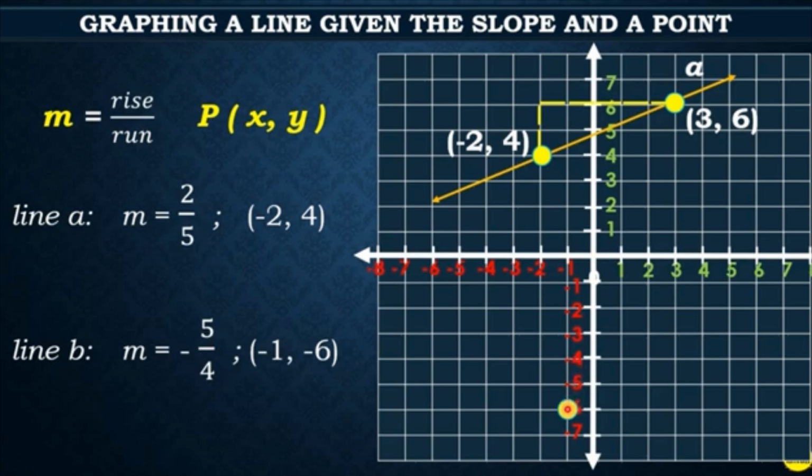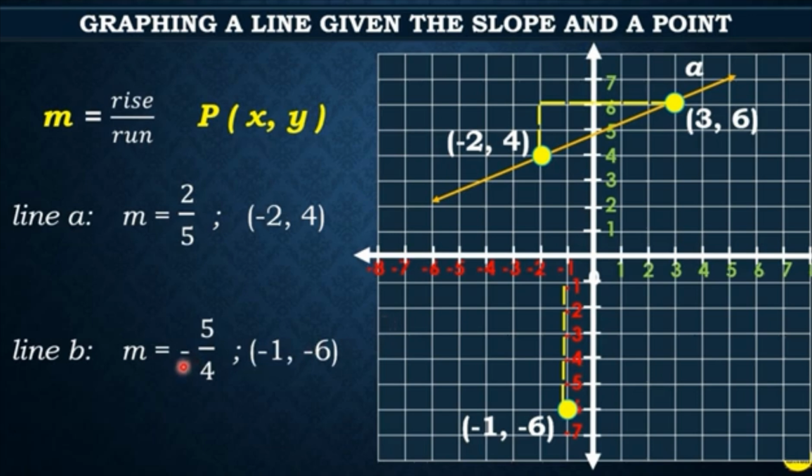Ito po. And then, from here, ang rise natin ay 5. So, up tayo ng 5. 1, 2, 3, 4, 5. So, nandito na tayo. From here, tingnan natin ang run. Ang run natin ay 4. Now, the question is, papunta ba sa right or going to the left? Okay, this is going to the left. So, we will be moving to the left. Why? Because our slope is negative.